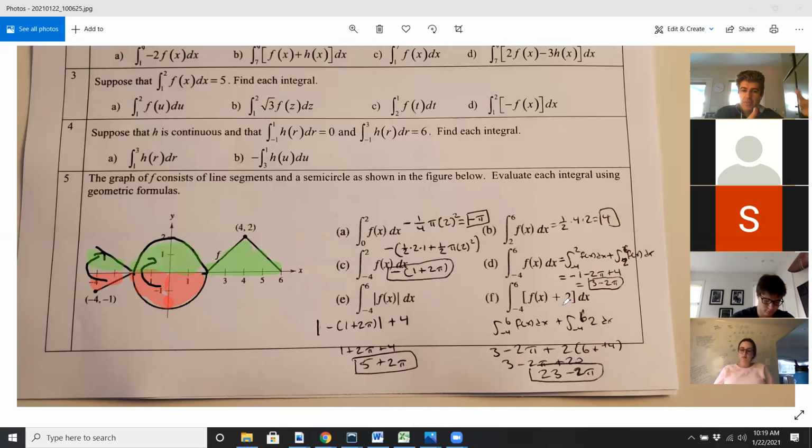We know the integral of f of x from part D was 3 minus 2 pi. For the integral from -4 to 6 of 2, remember 2 is a constant, so it's like a horizontal line. So you're integrating y equals 2 from -4 to 6, so it's 2 times the difference of those upper and lower limits, which is going to be 10. So 2 times 10 is 20. Combine like terms, you get 23 minus 2 pi.